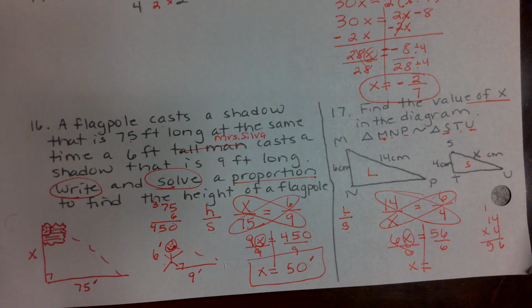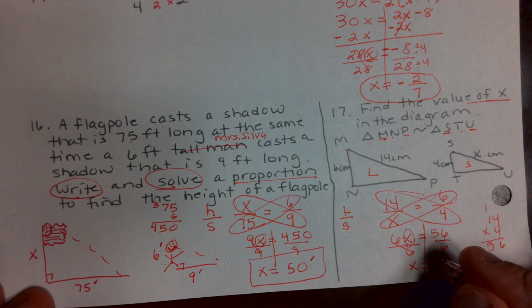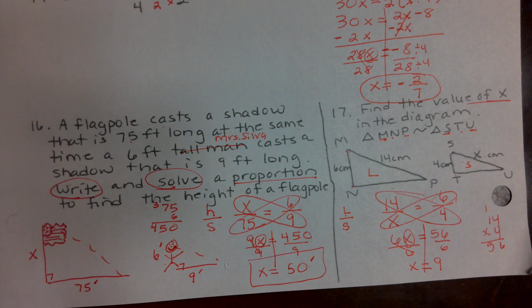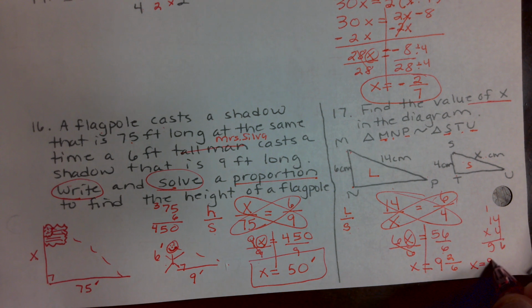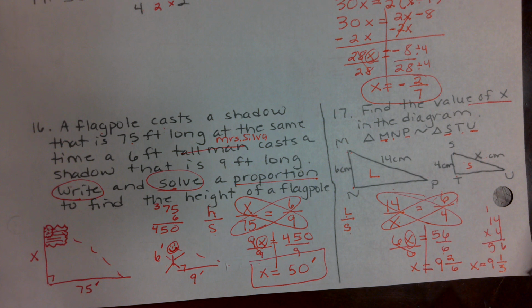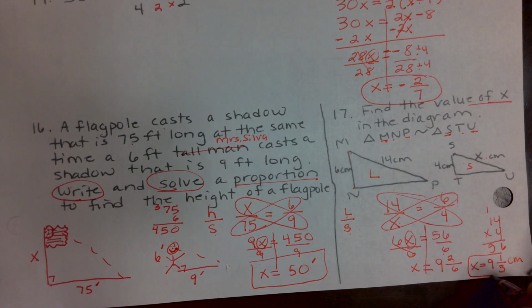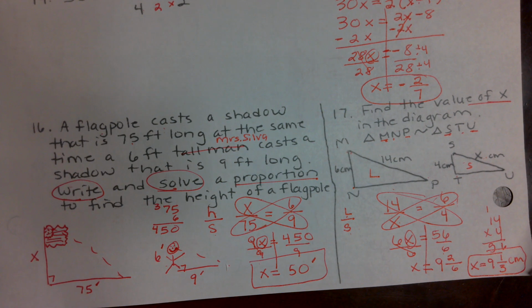6 goes into 56 how many times? 9, because that's 54, and then there's 2 left out of 6. So that's 9 1/3 centimeters. There we go. So if you chose to leave it in improper, that would be okay, but you would have had to simplify that down, because I can see that you can divide them both for sure by at least 2. And I think that's it, yeah.